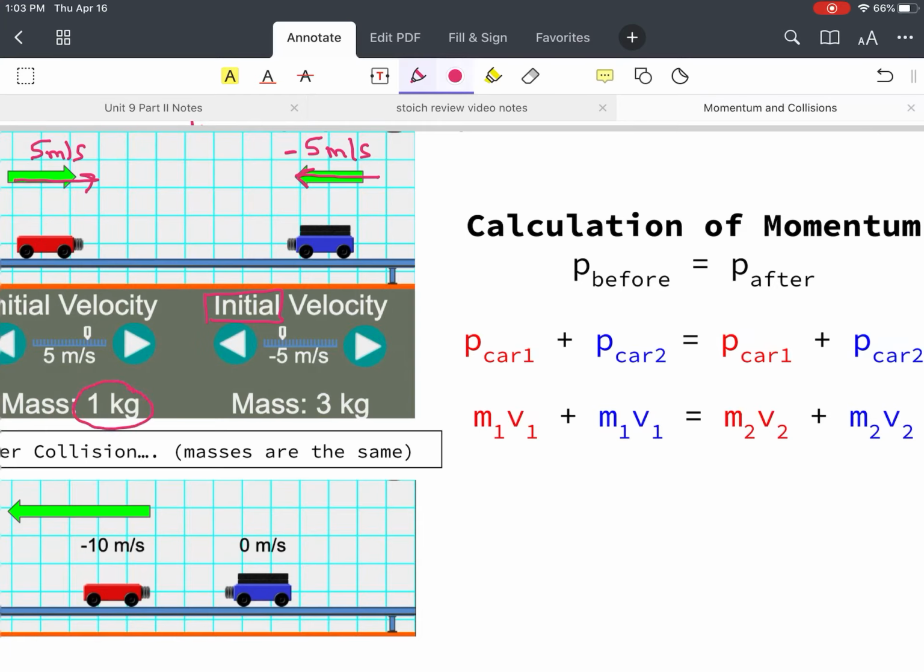Okay, and then I can look at my mass. So my mass for my red car is 1 kilogram, and then my blue car actually weighs 3 kilograms. So all I'm going to do is plug this in, and this is my initial or my before. Okay, so for my red car, my mass is 1 and my velocity is 5. For my blue car, my mass is 3, my velocity is minus 5. And remember, that minus does not mean it's moving slow. It's still moving the same speed as the red car. It's just opposite directions.